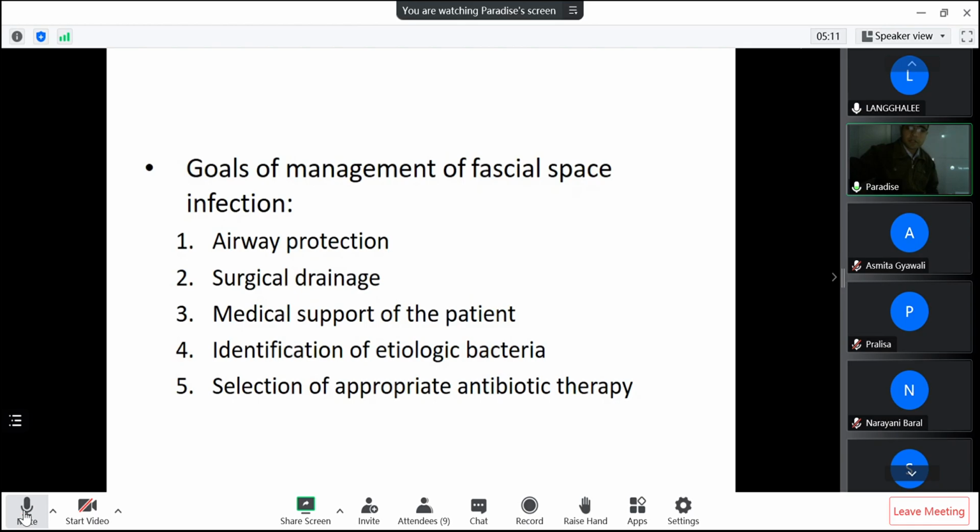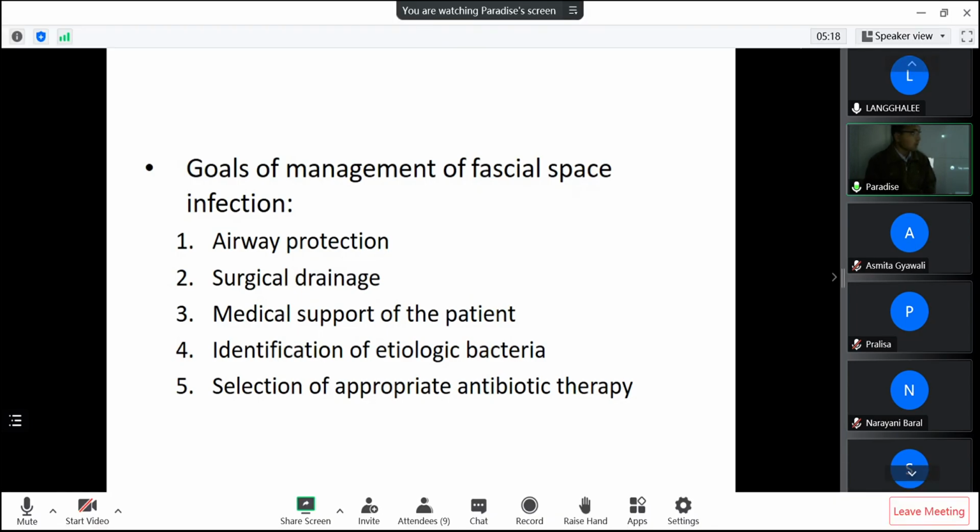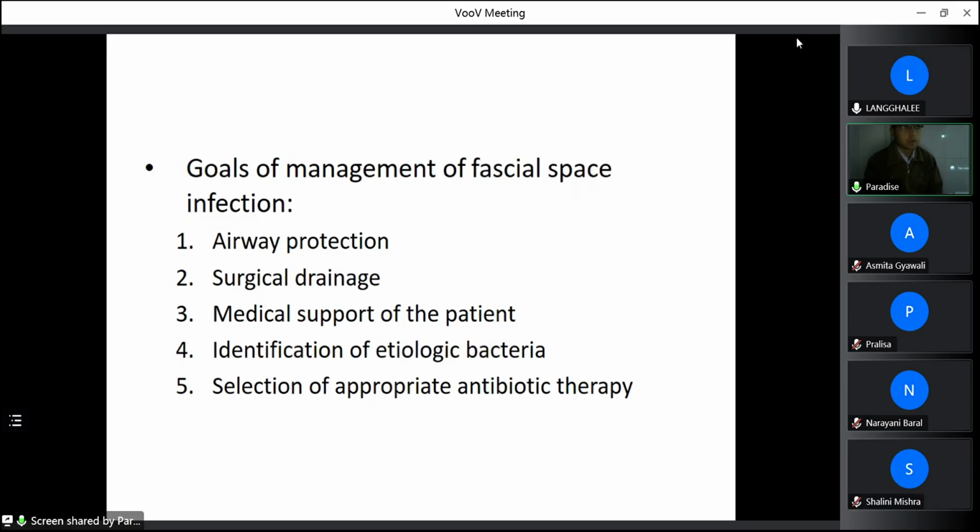Yesterday we were discussing space infection. We will continue with that. For the management of a space infection, the goals of management of facial space infection are: the first thing is airway protection. You have to protect the airway, especially in case of Ludwig's angina. Then surgical drainage. Anywhere there is presence of pus or abscess, the first thing you have to do is incision and drainage. You have to drain the pus.